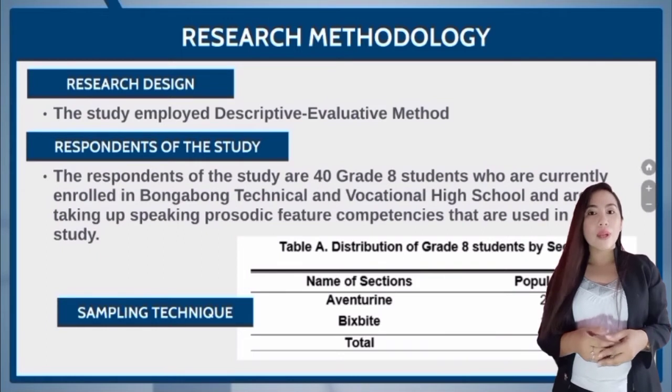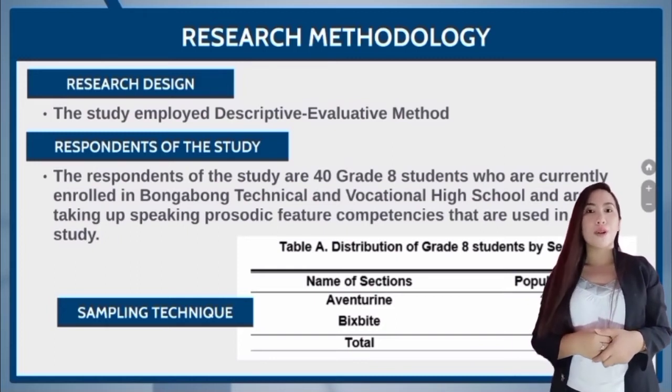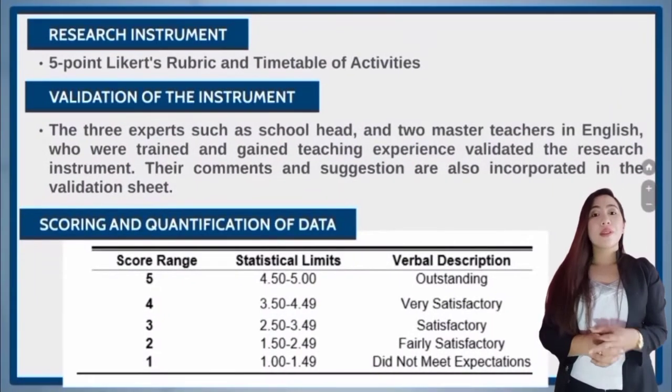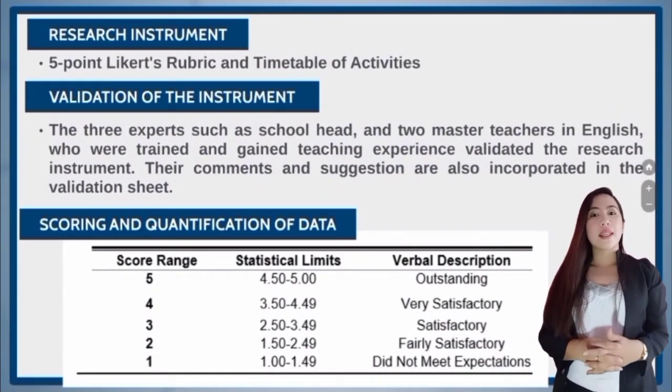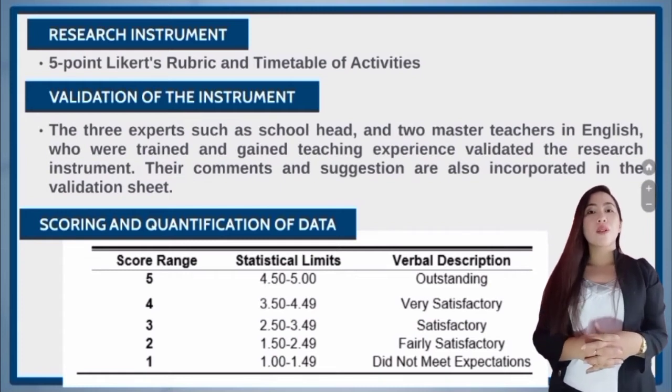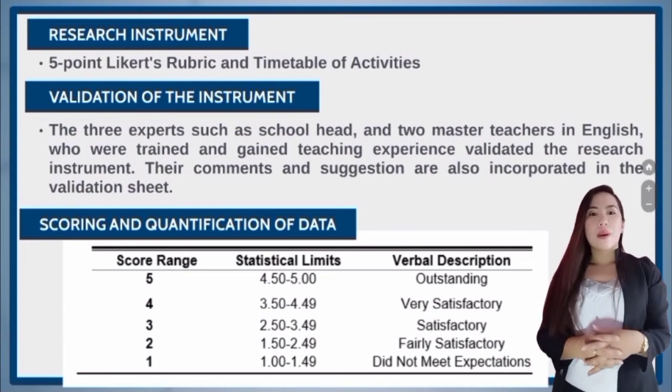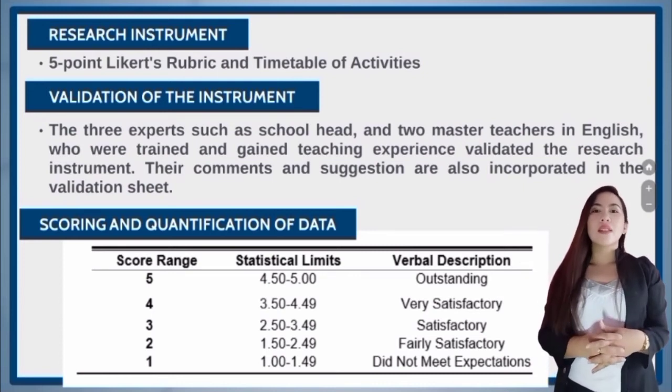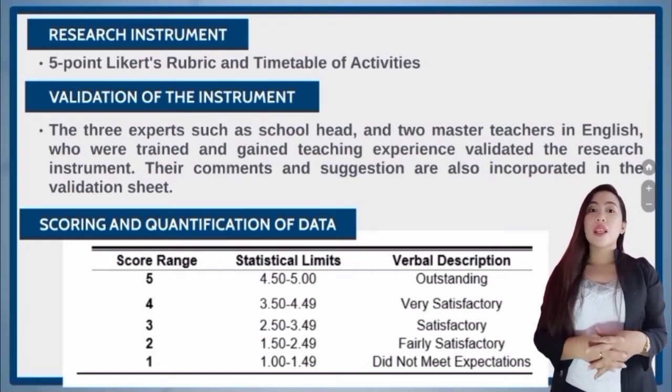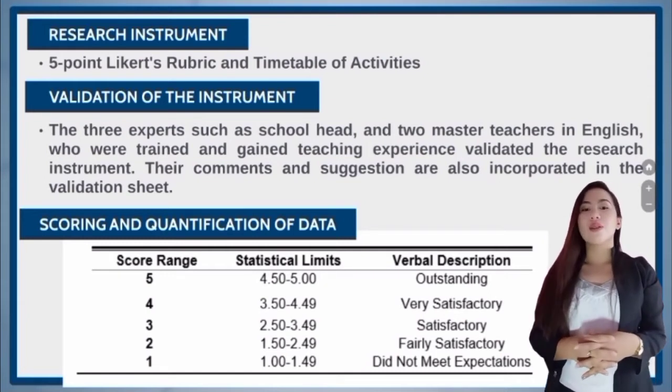As you can see in Table A, it shows the distribution of grade 8 students by section. Name of section, Aventurian, Bixbyte, with a population of 24 and 16 and a total of 40. The main tool used in gathering the primary data of this study is the 5-point Likert scale rubric in assessing the level of speaking fluency of the grade 8 students in English and the timeline of speaking activities in terms of individual, pair, and group. This timetable presents the distribution of activities that were conducted for 7 days. It contains activities, objectives, competencies, and strategies.